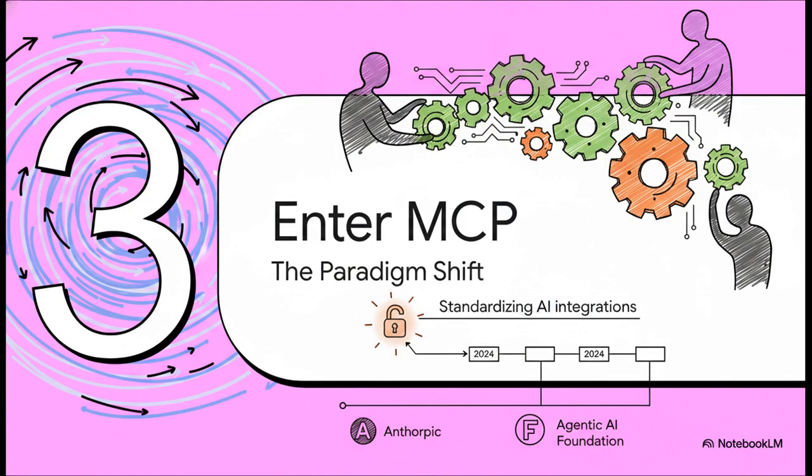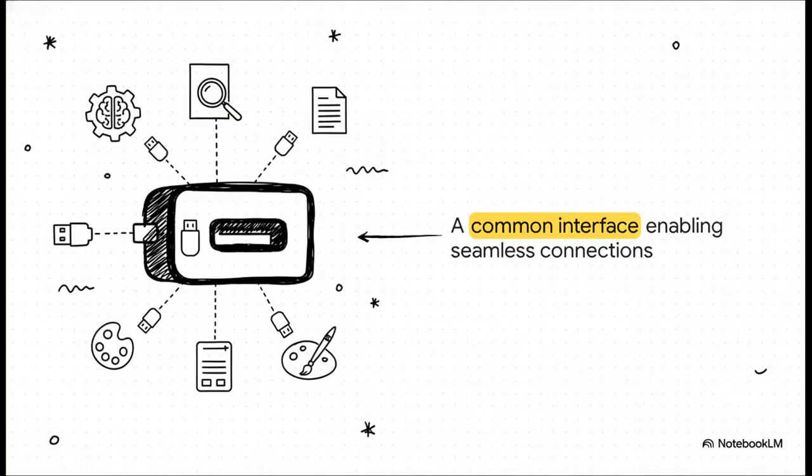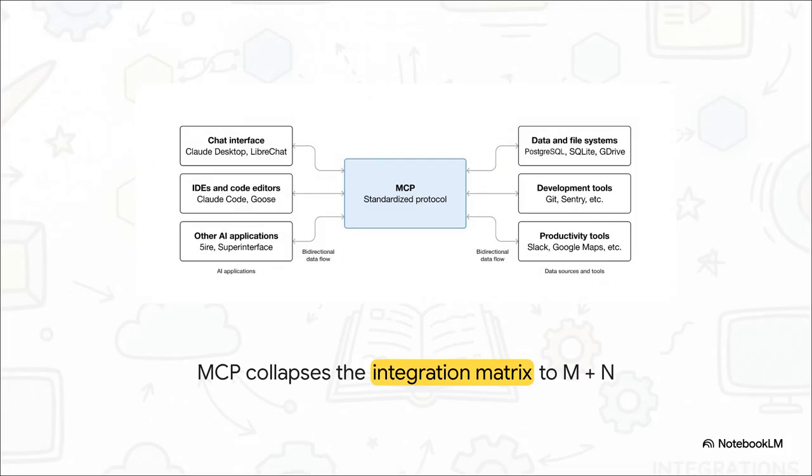Section 3, enter the Model Context Protocol. Bring the energy up because this is where the paradigm shift actually happens. This is an open standard introduced by Anthropic in late 2024, and it's now stewarded by the Agentic AI Foundation. And this perfectly illustrates that USB-C analogy we talked about earlier. MCP acts exactly like a universal port for your AI applications. It's a single, standardized protocol that gives us a common interface, so instead of writing custom APIs for every single tool, you write an MCP server just once, and boom, any AI application that speaks MCP can plug right into it.